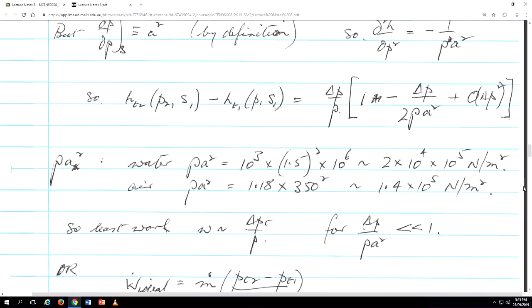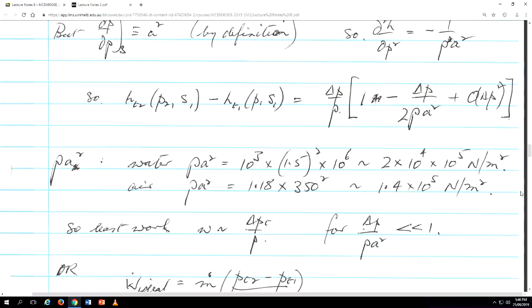Right. So this Taylor's expansion, the first term will be delta P over rho, and the next term, d2h/dP squared, will give me a delta P squared and a half, and I'll have a rho squared a squared, and I pulled the rho out in front, so it's delta P over rho into 1 minus delta P over 2 rho a squared, plus the next term will be order delta P squared. So how big is this term here?